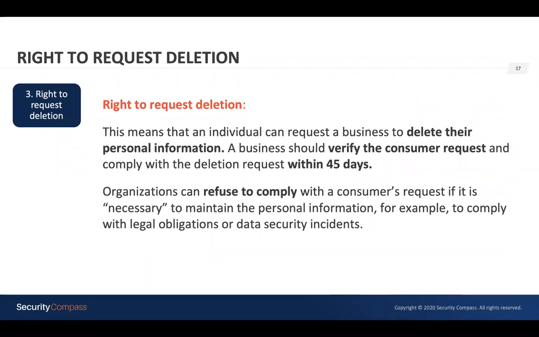The right to request deletion means an individual can request that a business delete their personal information it has collected about them. So similar to the right to access previously, requests must be verified and responded to within 45 days. The business must also request that service providers and third parties delete the applicable personal information in the deletion request. However, it should be noted that an organization can refuse to comply with a consumer deletion request for a number of exceptions. For example, to comply with a legal or contractual obligation, to detect data security incidents, debug and identify functionality errors, and so on.